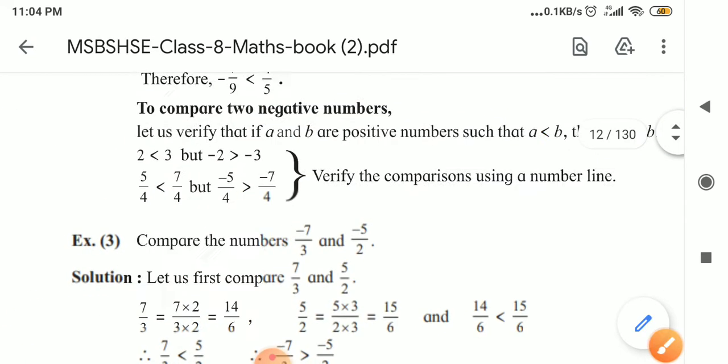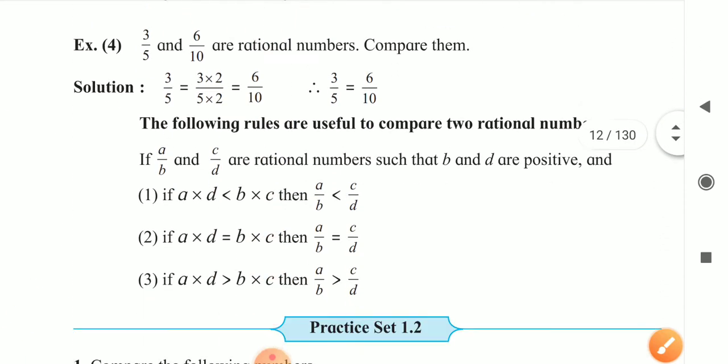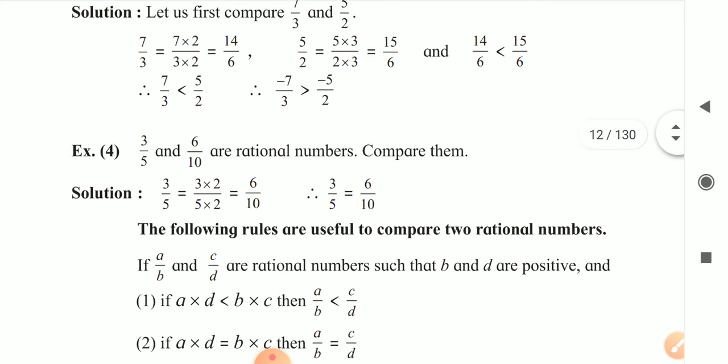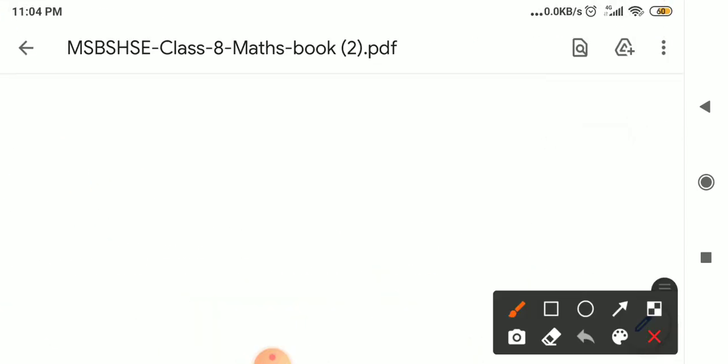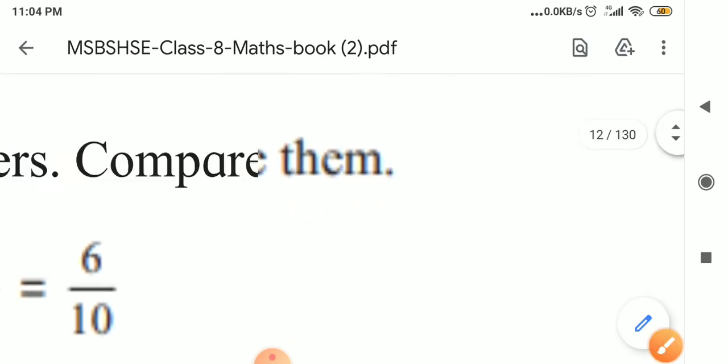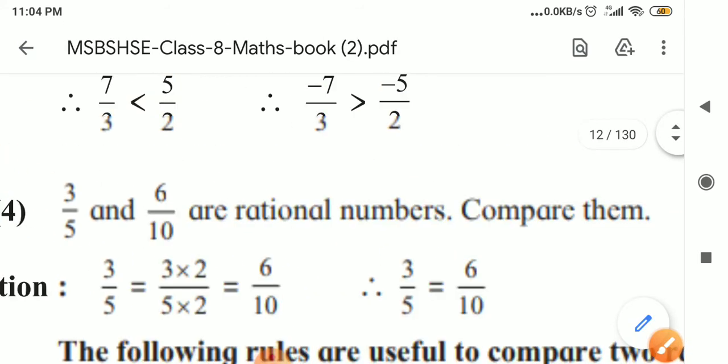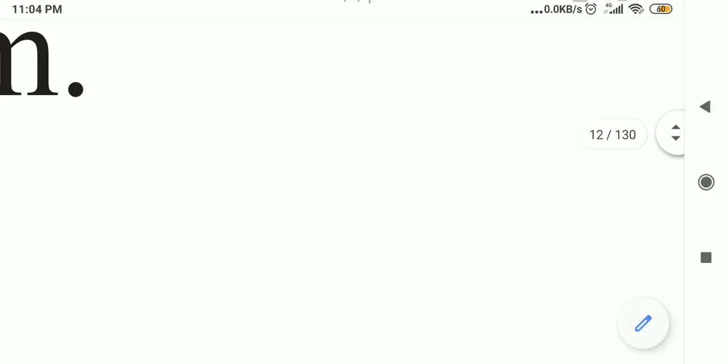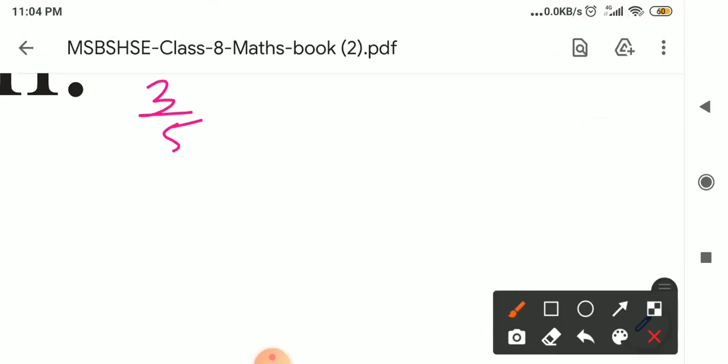Now we will see one more example. Which is the given example? 3 upon 5 and 6 upon 10. This is also very easy, like the second example. Which is the example? 3 upon 5 and 6 upon 10. Right. So here we have to do the comparison. We will compare it in two ways.